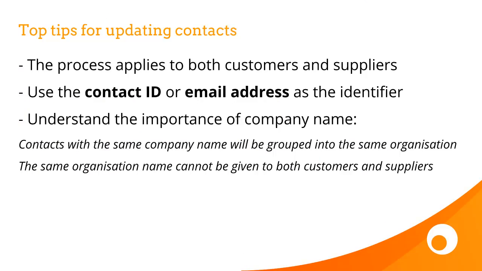To finish off, here are some tips for updating contacts. The process I've shown you applies to both customers and suppliers. Use the contact ID or the email address as the identifier, and it's essential to understand the importance of the company name. There's a separate video that explains more about how contacts and organizations are linked, but essentially contacts with the same company name will be grouped into the same organization, and you can't have the same organization name given to both customers and suppliers.